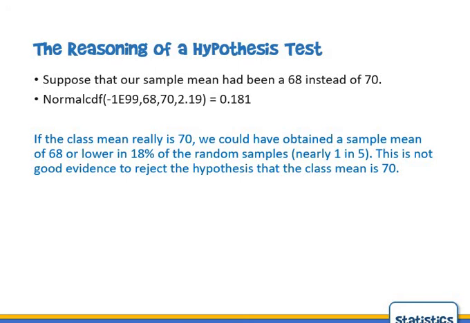So suppose that we had a sample mean of 68. I shouldn't say instead of 70, I should say instead of 65 in the previous example. So suppose we still have the claim that it's a 70, but we've got a sample mean of 68. Well, the probability that you would get a 68 or lower if the true mean was 70 is about 18%, which is fairly high by random sampling, almost 1 in 5 that it could have happened by random sampling. And we would say we do not have strong evidence that the claim is false, that it's a 70.